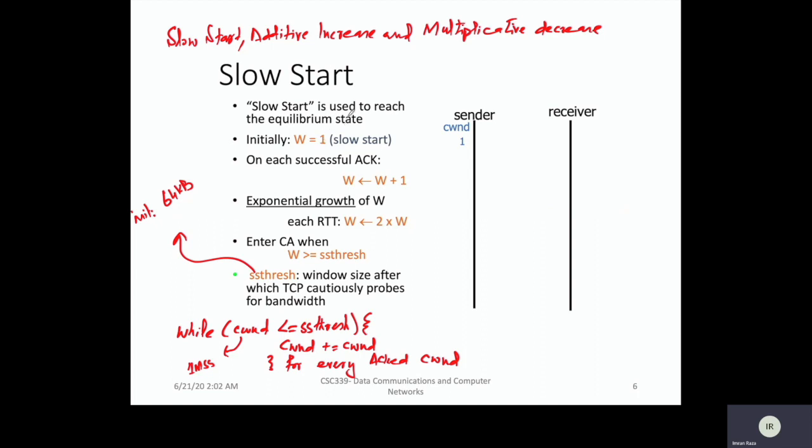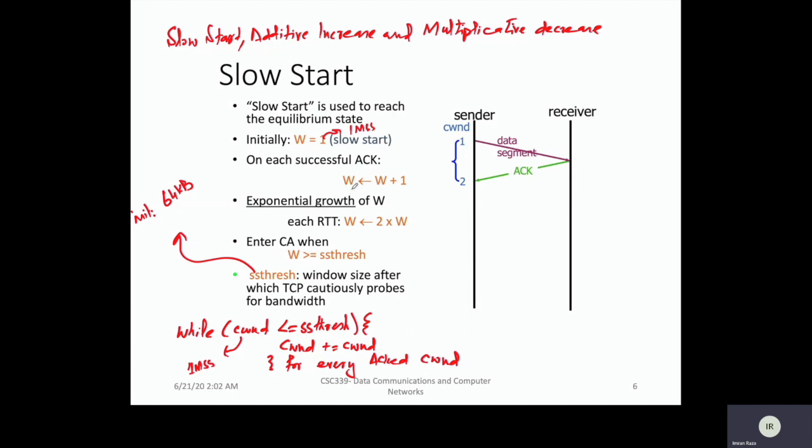This 1 is, by the way, 1 maximum segment size. Okay. And what we'll do, we'll transmit one data segment, and upon receiving its acknowledgement, right? So on each successful acknowledgement, we will increase the window size by 1.